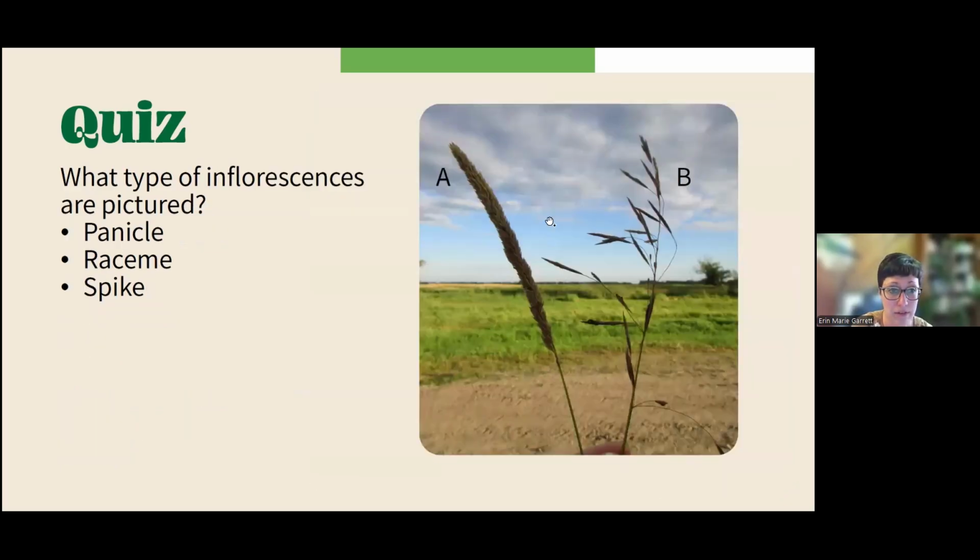Okay, next one, we have two different inflorescences. A and B, go ahead and make your guesses. And yes, awns come from the top, bristles are from the base. Okay, again, do your best with pictures. A and B, what do we got? And again, we're looking at type of inflorescence.